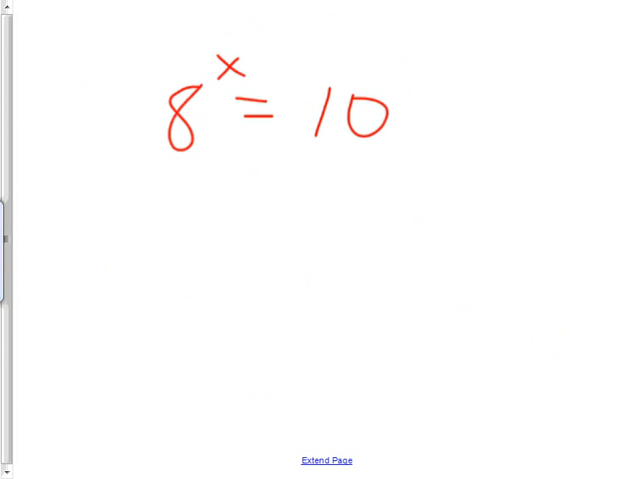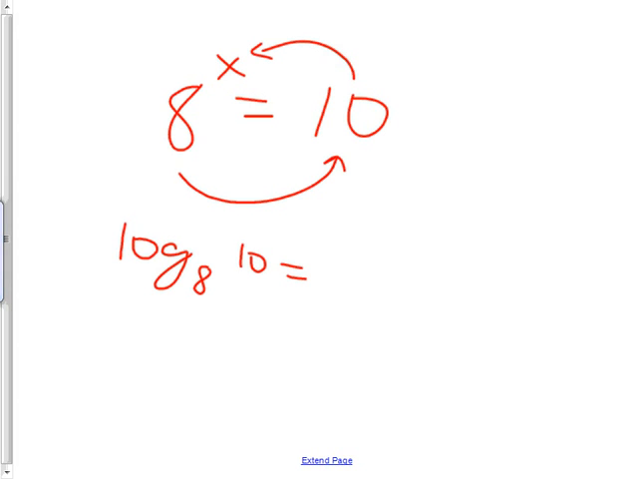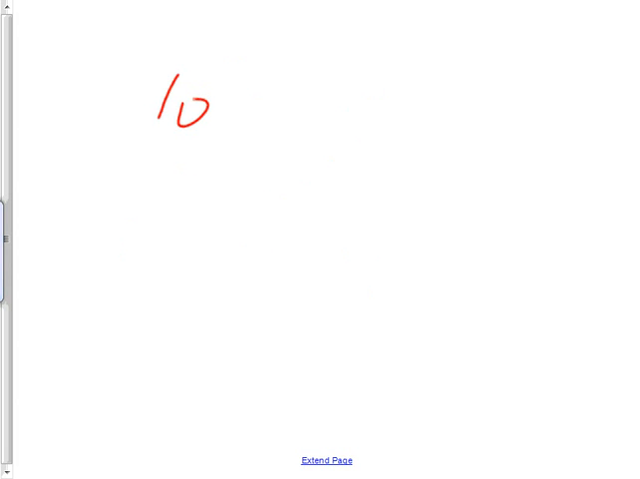So if I were to rewrite this one, it would be log base 8 of 10 equals x. And then you could type in log 10 over log 8. Now, we won't be using calculators that much in this unit because we're going to depend on a lot of patterns. There are a lot of problems that you can solve without a calculator because you can just know what the answer will come out to be.